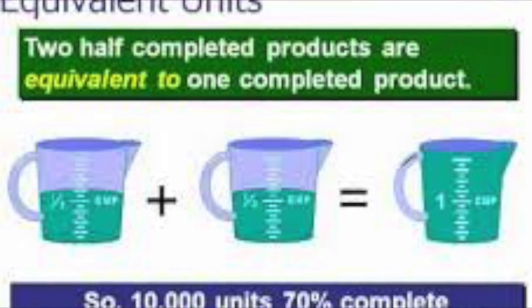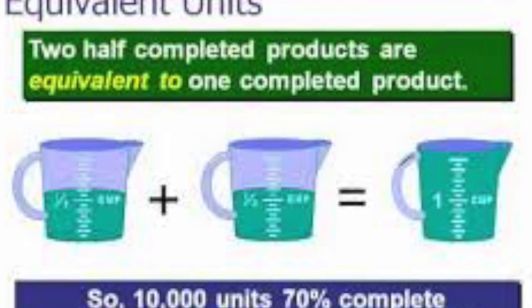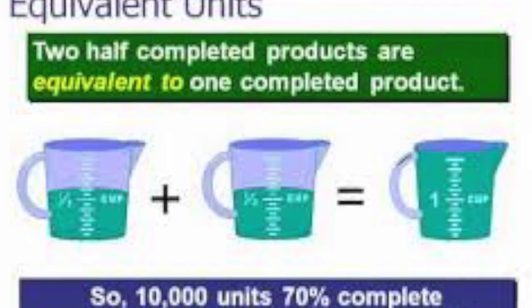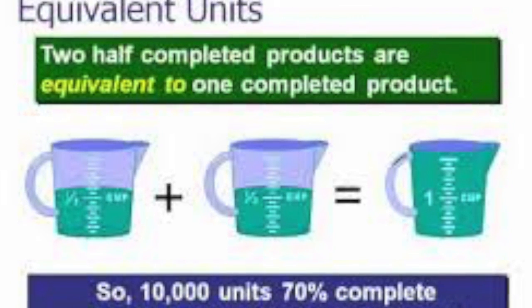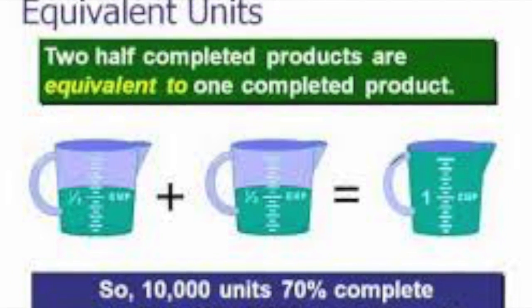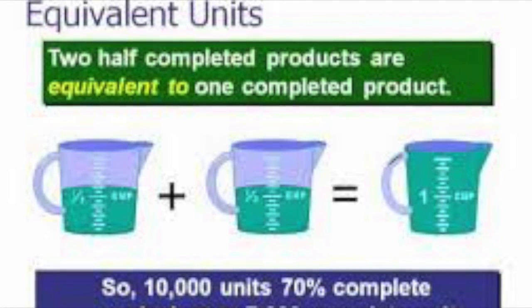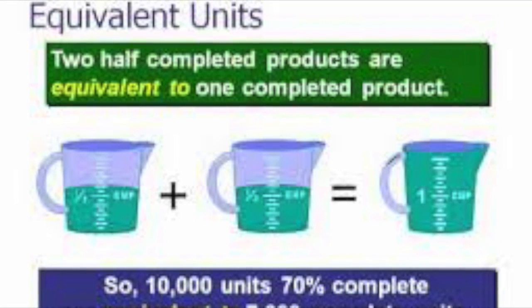An equivalent unit of production is an indication of the amount of work done by manufacturers who have partially completed units on hand at the end of an accounting period. Basically, the fully completed units and the partially completed units are expressed in terms of fully completed units.